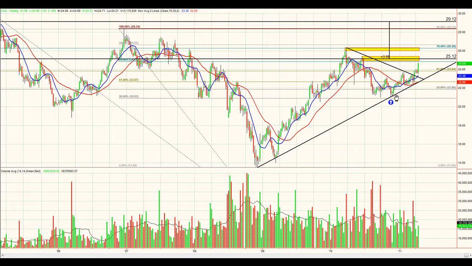Along with that, you can see where that blue arrow is, that it came back and pierced that very strong trend line from that demand zone that it made in the middle of '09. With that, we did a measured move from that point of the trend line up from the 25.12 breakout level, which gave us a 29.12 target, which was approximately $4.